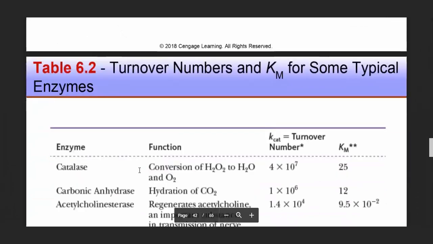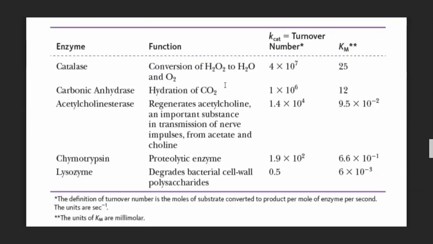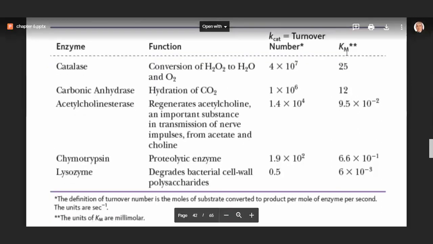Now, what is the significance of kcat? kcat is a measure of the efficiency of the enzyme. The larger the kcat value, the more efficient is the enzyme. You remember Km, we said, it's an inverse of the affinity of the enzyme for its substrate. The lower the Km, the higher the affinity.